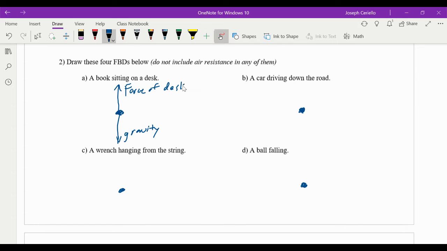Now, this force acts on anything sitting on a surface. For example, you're sitting in a chair right now. You feel the chair pushing up on you. If you wiggle around a little bit, you'll feel it for sure. So the chair is pushing up on you. That's what prevents you from hitting the floor.